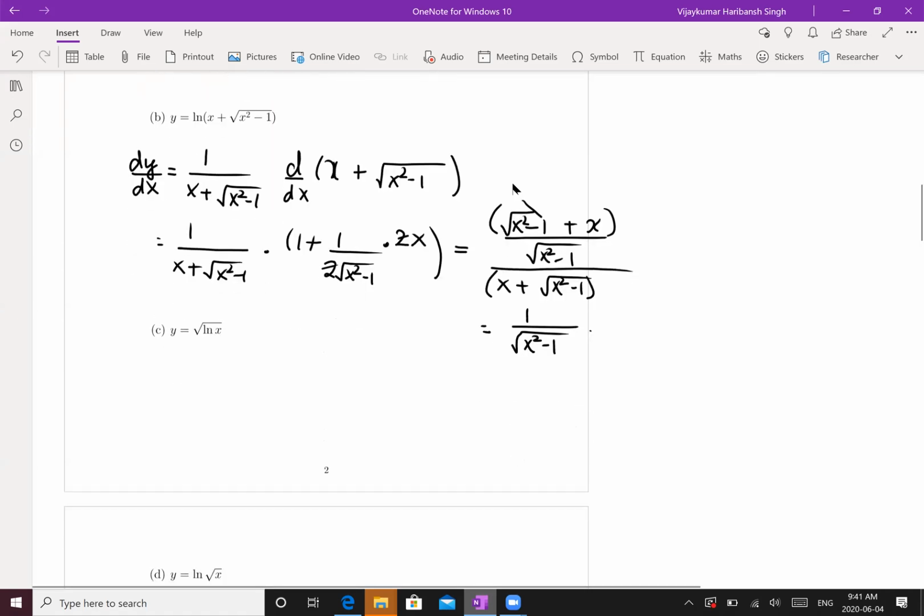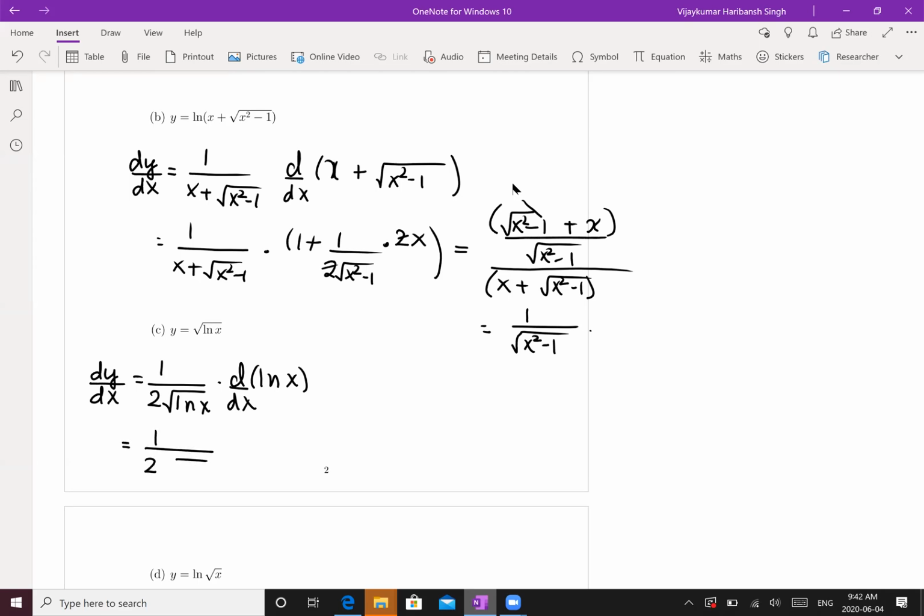Now let's look at the next one, y equals square root of ln x. In this case, first the outermost function is square root of x, and the derivative of square root of x is 1 upon 2 root x. So 1 upon 2 root of ln x multiplied by d by dx of the inside function, which is ln x. This is going to be 1 by 2 root of ln x times 1 over x.